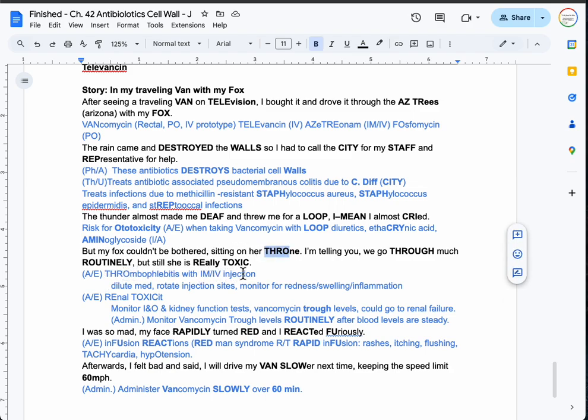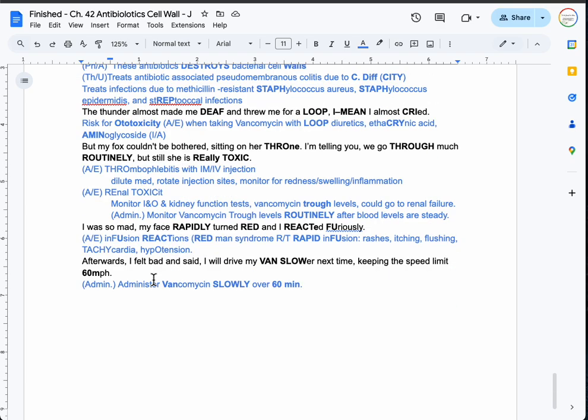So an adverse effect is thrombophlebitis, for sitting on her throne. Thrombophlebitis with IM and IV injection. This is phlebitis, all IV stuff. So you want to dilute the medication, rotate injection sites, and monitor for redness, swelling, inflammation. I think this is all stuff that we already know.